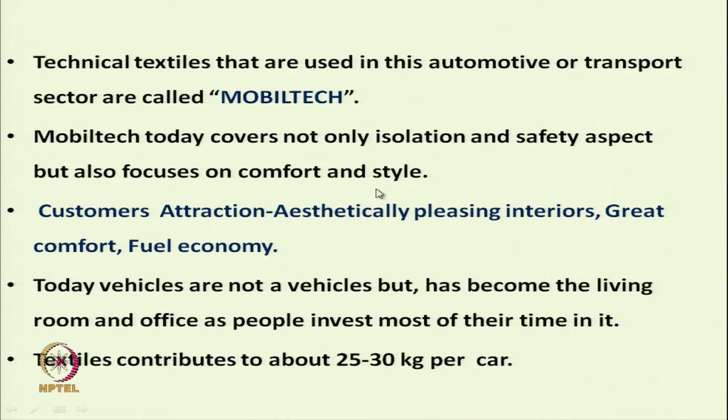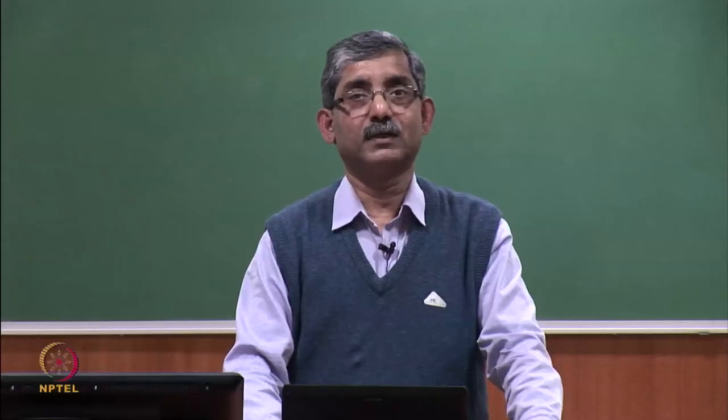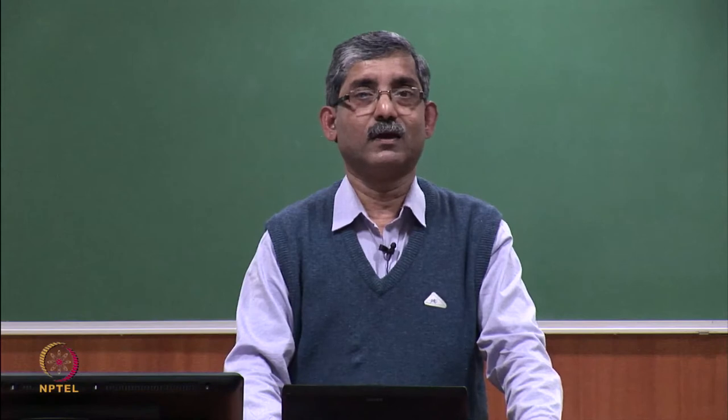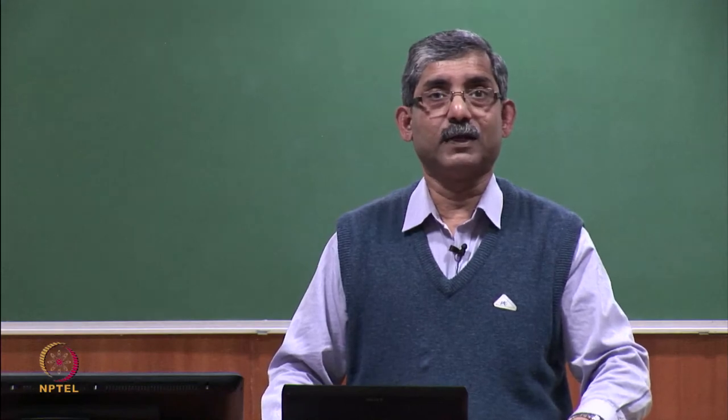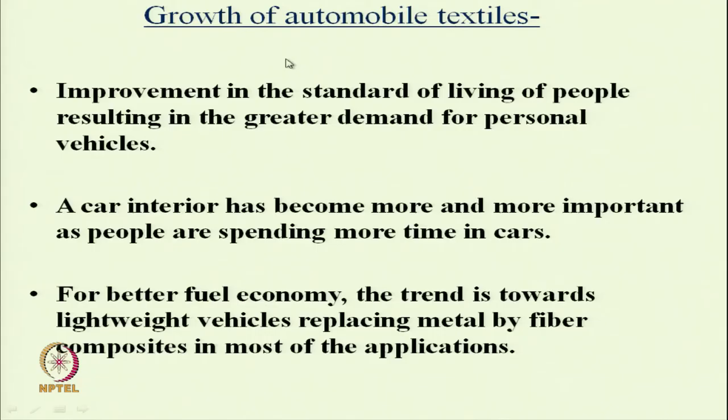If we see the total usage of textile materials, it is typically around 25 to 30 kgs in one car, in different components. Here we will discuss what are the components where we can use this textile material and what are their special purposes and applications.